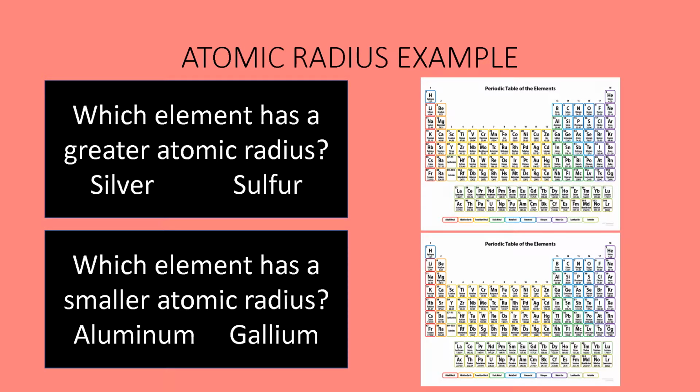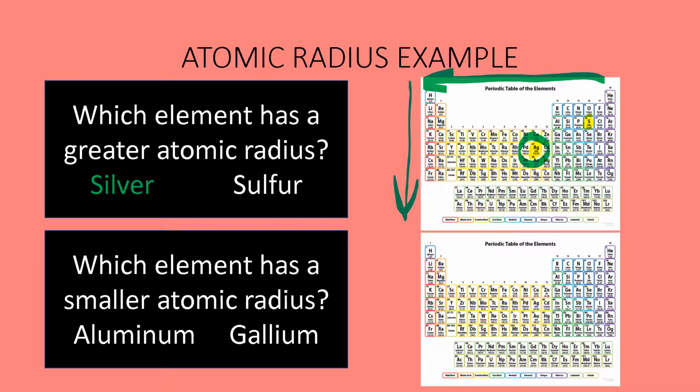Which element has a greater atomic radius? Is it silver or is it sulfur? Well, since atomic radius increases from right to left and from top to bottom, that's going to mean our silver is going to have a greater atomic radius.